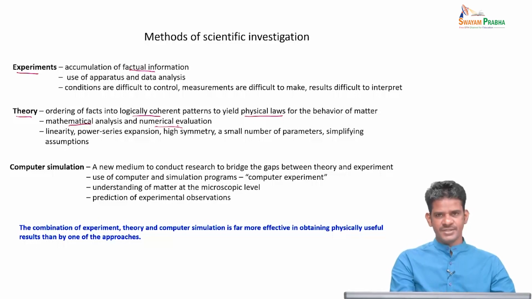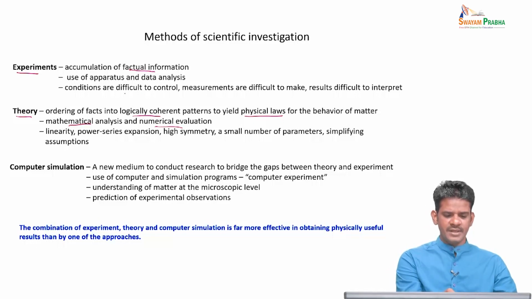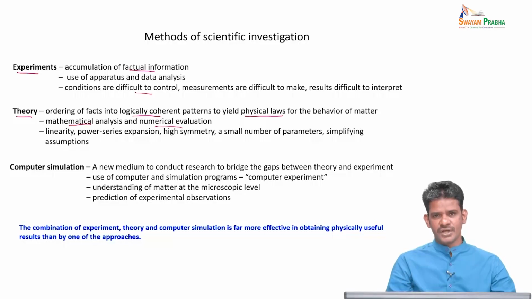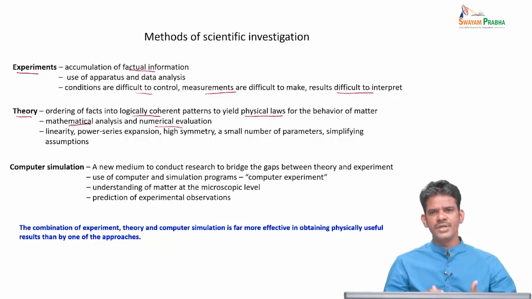For example, if you consider experiments, many times the conditions with which we want to study the system are sometimes difficult to control. This may involve high temperature, high pressure conditions or extremely harsh conditions. Sometimes even the measurements themselves may be very difficult to make because we may not have the right set of instruments to make measurements. And even if you could do measurements properly, sometimes the physical meaning of the results is difficult to interpret for us.